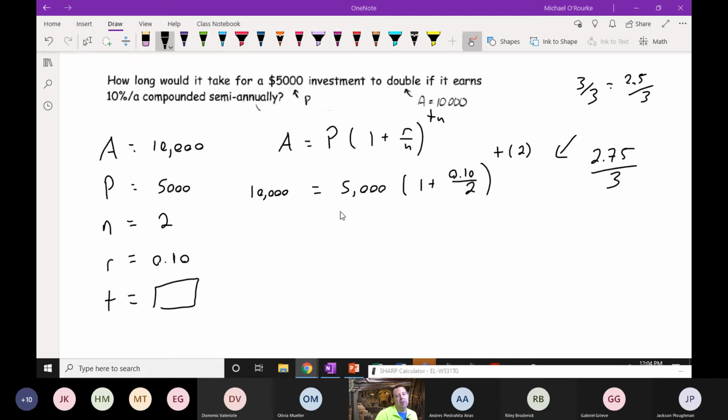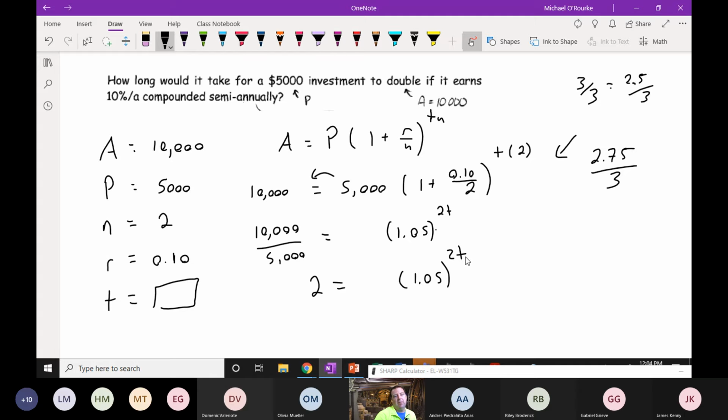So who remembers how to do this one? Well, first thing we do is bring it over, and it becomes a divide. Well, we can do this math here and make it into a number here. So that's going to equal 1.05 to the power of 2t. Okay? So we have 2 equals 1.05 to the power of 2t.